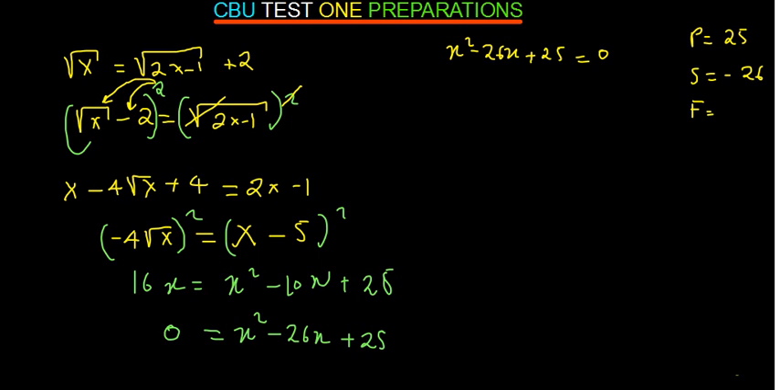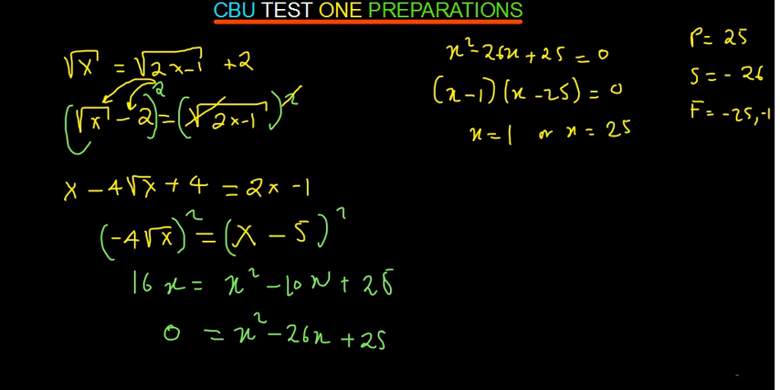I think, negative 1 and negative 25. Okay, so both are supposed to be negative, right? Negative 25 and negative 1. If you multiply, you're going to get a positive 25. If you add them, you're going to get a negative 26. So this is going to be (x - 1)(x - 25) = 0, meaning that x is equal to 1 or x is equal to 25.